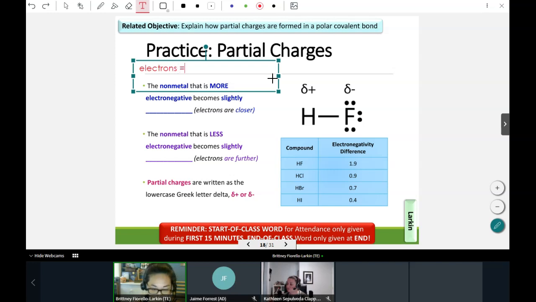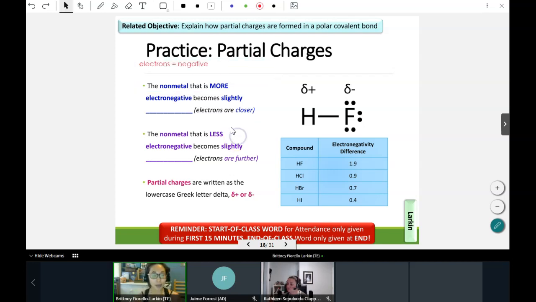They are negative, okay? So that being said, if one of our nonmetals is more electronegative, it's going to pull those electrons slightly more, right? So it's pulling negative electrons towards it. So what do you think it's going to become overall? Slightly positive or slightly negative? Go ahead and tell me in the chat box. Again, thinking about how it's pulling negative electrons towards it.